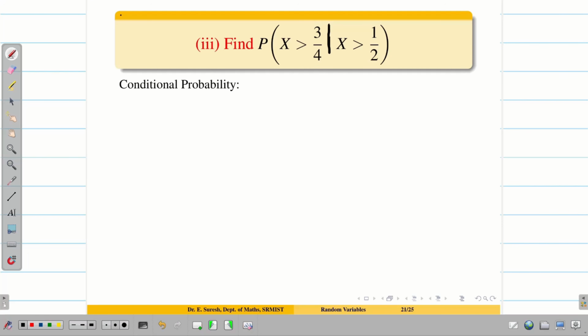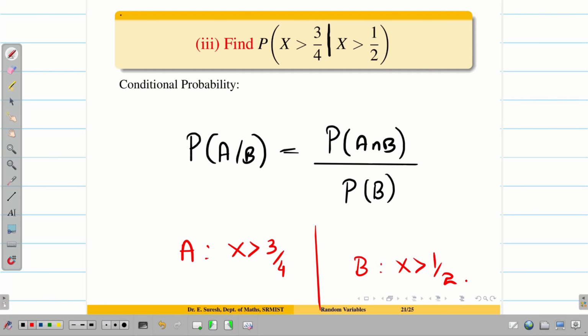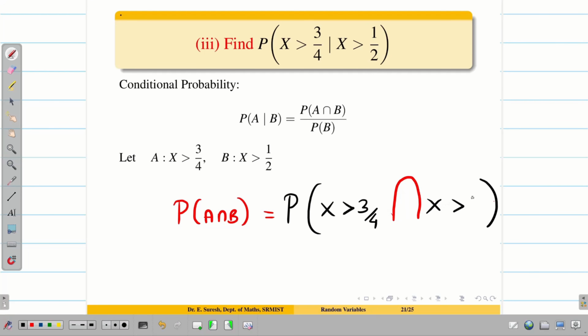Next, we are going to see a problem on conditional probability. Whenever you see conditional probability, just write the formula. Probability of A given B is equal to probability of A intersection B divided by probability of B. Here A is x greater than 3/4 and B is x greater than 1/2. Now we have to find the numerator, probability of A intersection B, that is probability of x greater than 3/4 intersection x greater than 1/2.